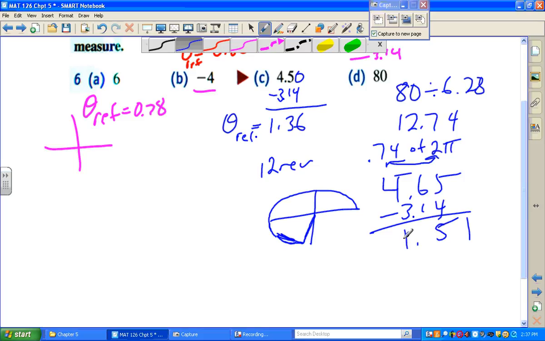What about the 12 though? No, moving on. What about the 12? Whoa. What do you do with the 12? Nothing, because you go around 12 times. Oh, and then what's left over? Right, then we went 4.65 right here. So we took 12 laps and ended right there.